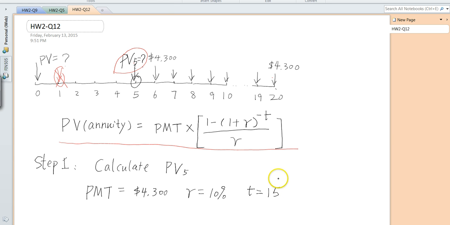And this is very, very important. Let me circle this with a blue circle, just to stress it. T equals 15. Okay, so now we can plug in these numbers into the formula to get the present value in terms of year 5. So that's 4,300 times, so let me get some more space.